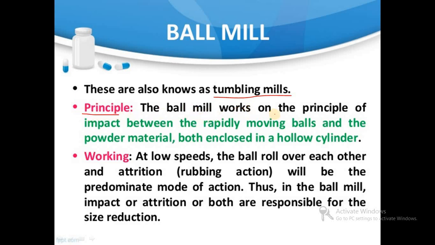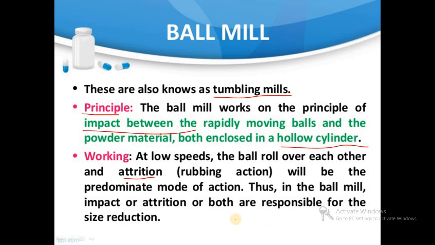The ball mill works on the principle of impact between the rapidly moving balls and the powder material, both enclosed in a hollow cylinder. Then in the working, at low speeds the balls roll over each other and attrition will be the predominant mode of action. Thus in the ball mill, impact or attrition or both are responsible for the size reduction.